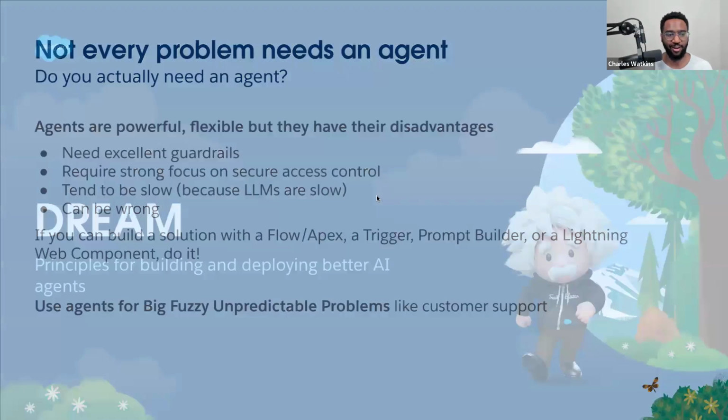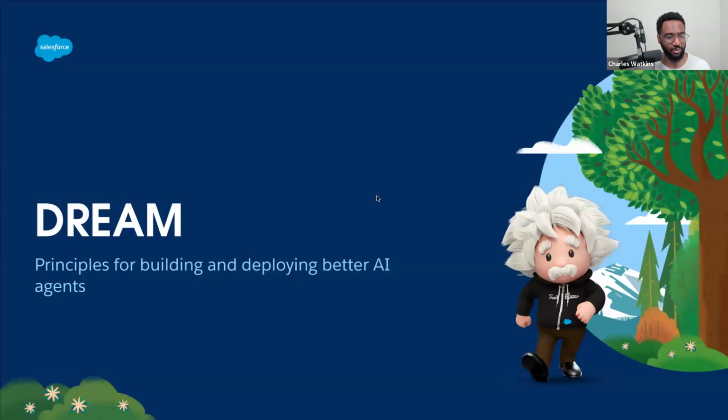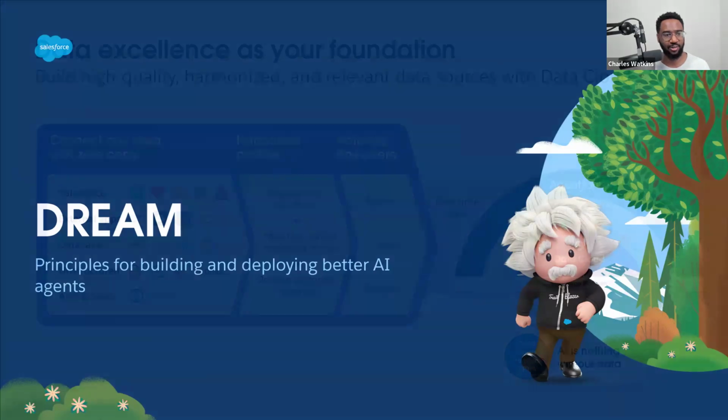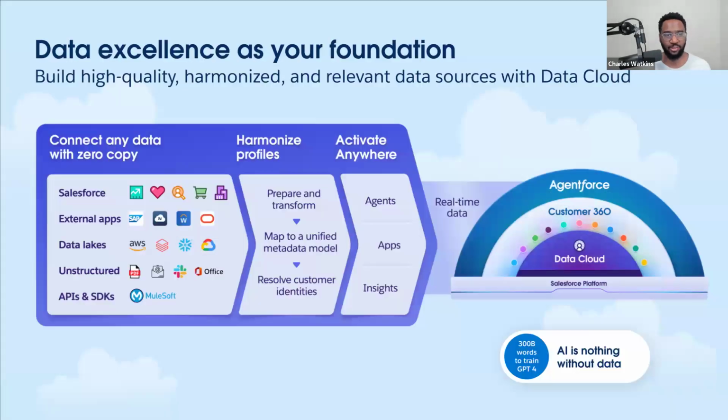Absolutely. And lastly, I want to just leave you with a framework that I made called Dream. And these are just principles for building and deploying better AI agents. I'm going to go pretty fast, but they'll be in the slides. The first one is just to remember that data excellence is your foundation. So it's really important to make sure that you are building with high quality, harmonized, and relevant data sources. And you can do that with Data Cloud. Now, we don't have time to go into Data Cloud today, but it's definitely worth investigating and investing time into. There's never been a better time to learn Data Cloud than right now.